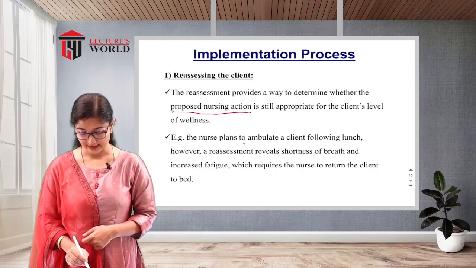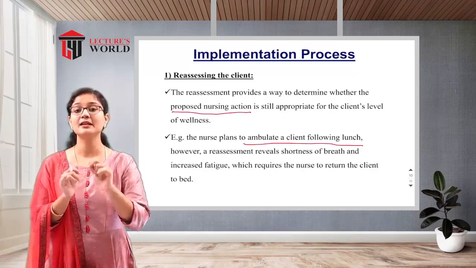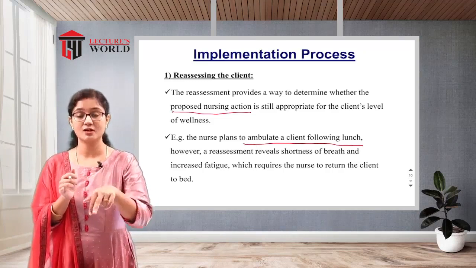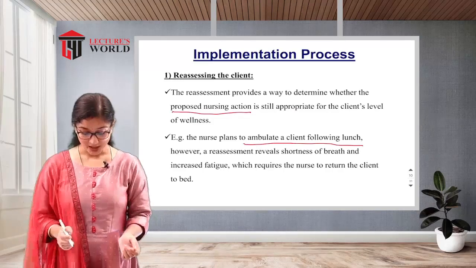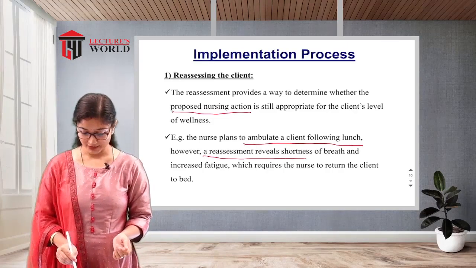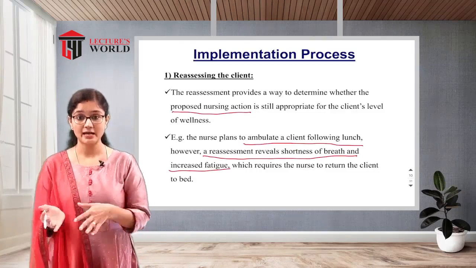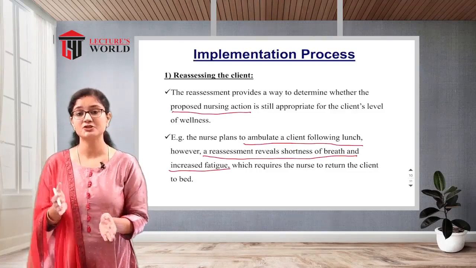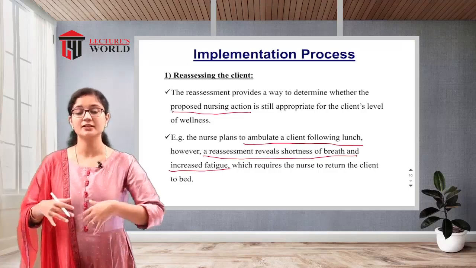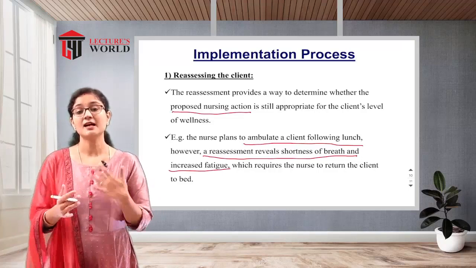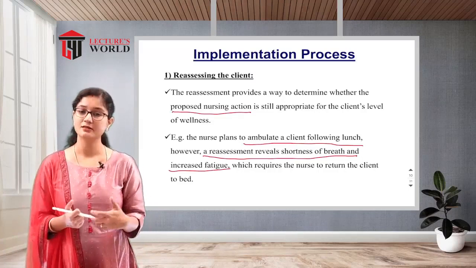Now this is also a very nice example. Ambulate the client following lunch. Ambulate means I am trying to make my client walk after lunch. However, a reassessment reveals shortness of breath and increased fatigue. Now, I had planned that I will make my patient walk after lunch, but once I made him stand he was feeling breathing difficulty, and then he was also having fatigue.